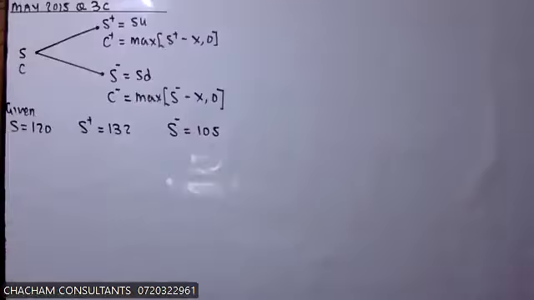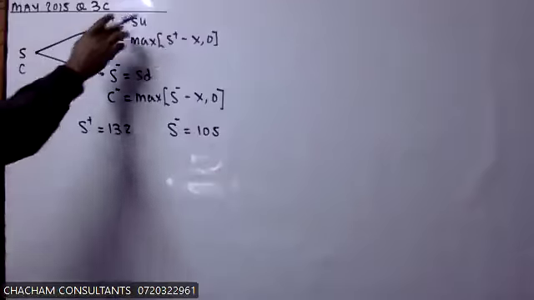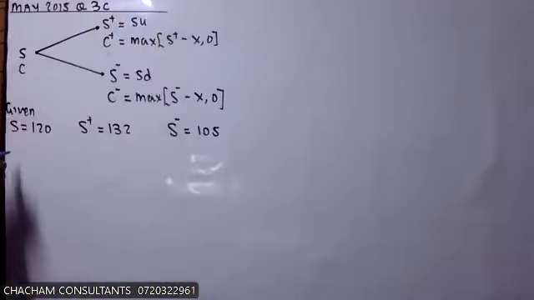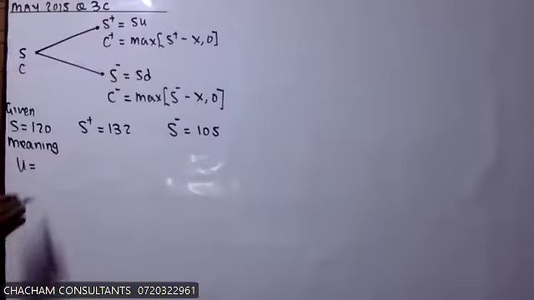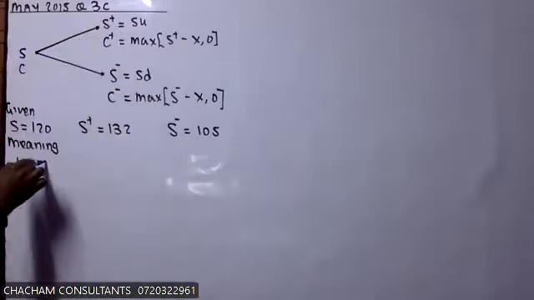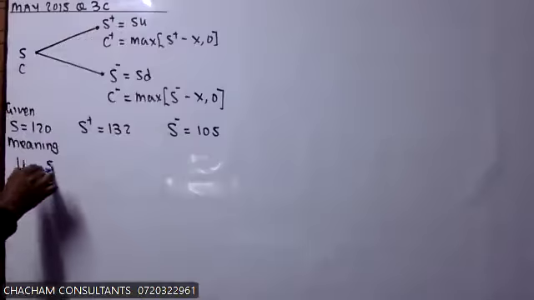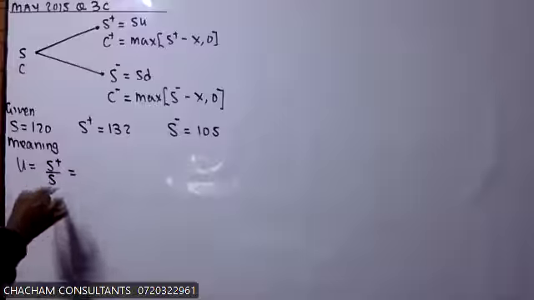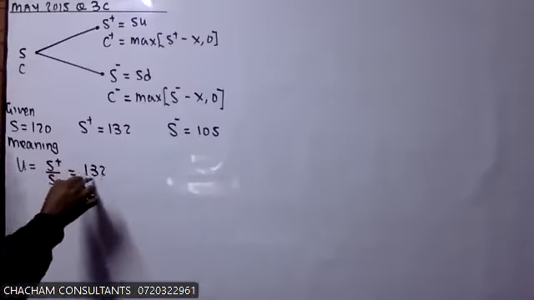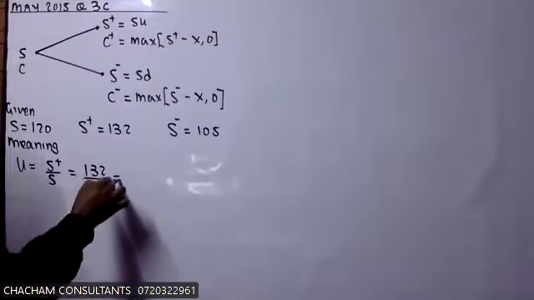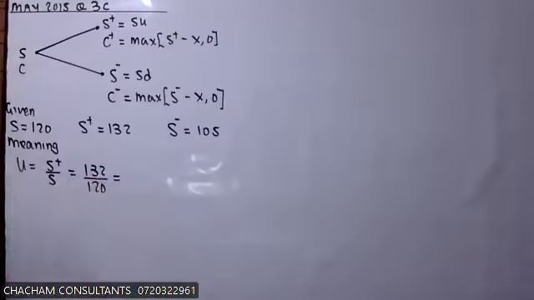Now if you want to get this one, U, meaning that our U, if I want to get U from this formula we had given earlier, it will be S plus, I divide by S. So my S plus will be 132, I divide by 120, so that I get the upward movement factor.